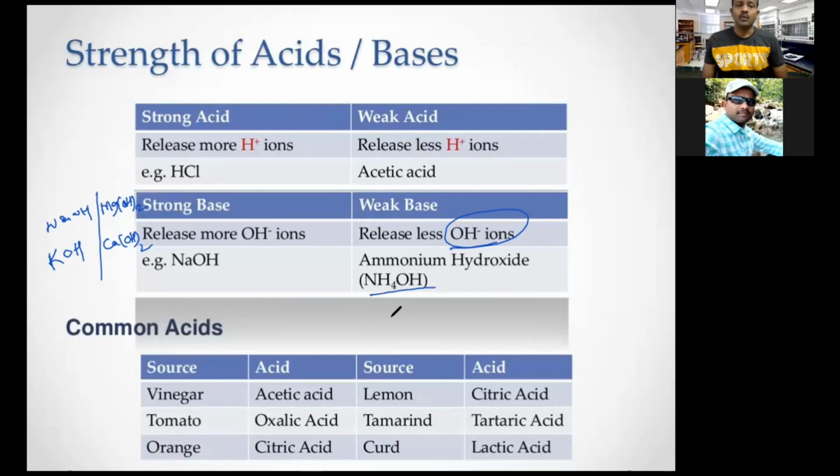Right. Now, what are the common acids? These we can see in daily use, right? So vinegar means acetic acid. In tomato, oxalic acid is present. In orange, citric acid is present. Lemon also, in lemon, citric acid is present. In tamarind, tartaric acid is present. In curd, lactic acid is present. These are the common acids.